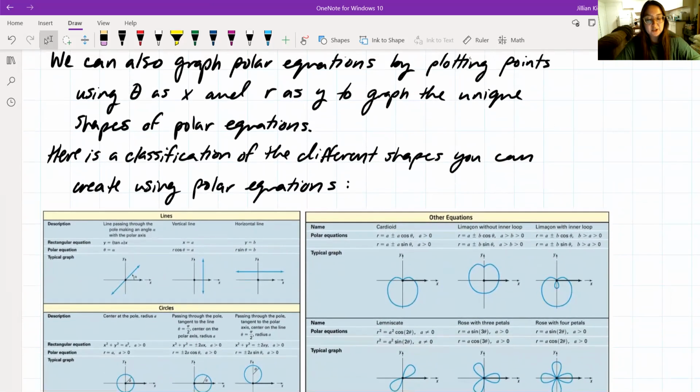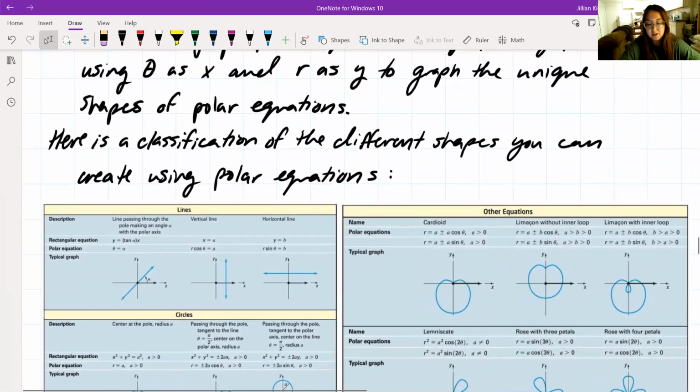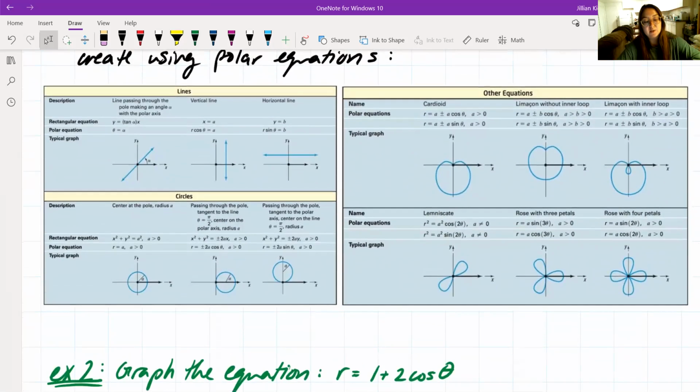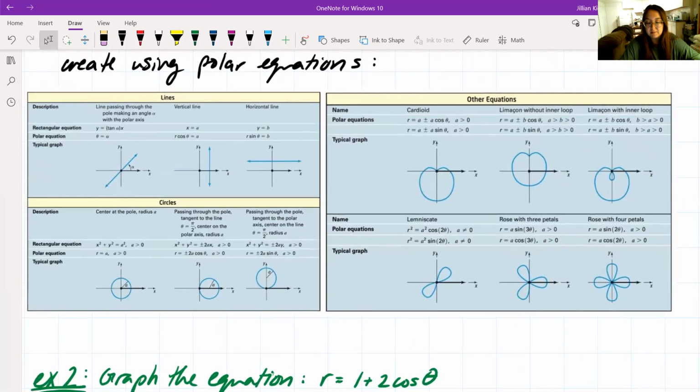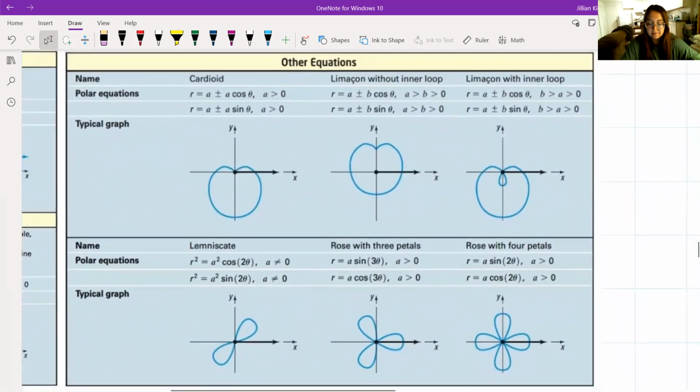So if we're going to get these unique shapes that correspond to polar equations, we would definitely want to classify the different shapes that you can create using your polar equations. The first thing you can do is graph lines on your polar coordinate system. So we have lines passing through a certain pole, vertical lines, horizontal lines, fairly straightforward. Then we have our circles. So we see circles centered at the origin, circles off-centered by either x or y, so shifted horizontally or vertically. And then we get into our more difficult shapes, and these are going to be our other equations.